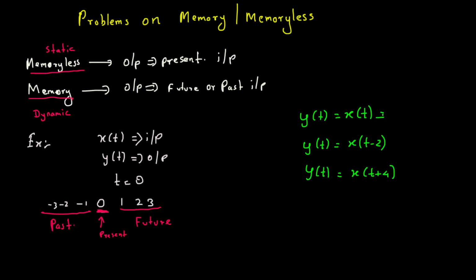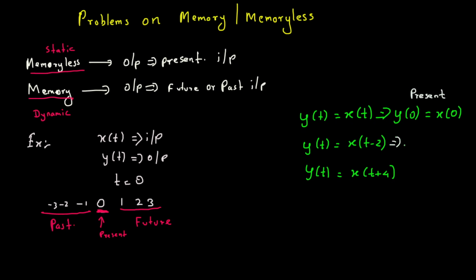Here we just substitute 0 for t and see what happens. If we put 0 for t, y of 0 is x of 0, and this is the present, since the output of the system depends on the present time. Therefore we can say this first system is memoryless, because the output depends on the present input. We can also say it is static.